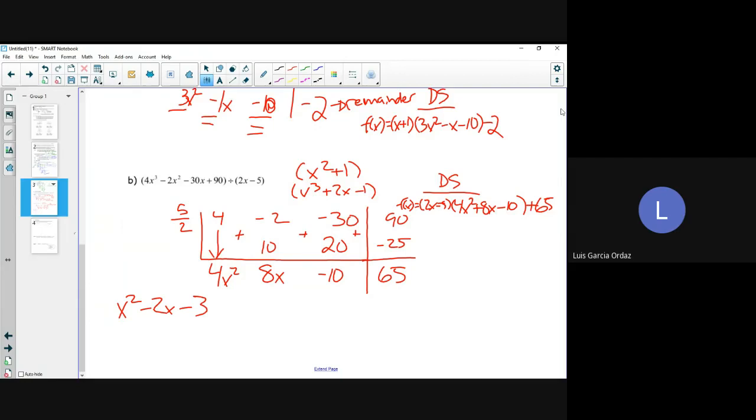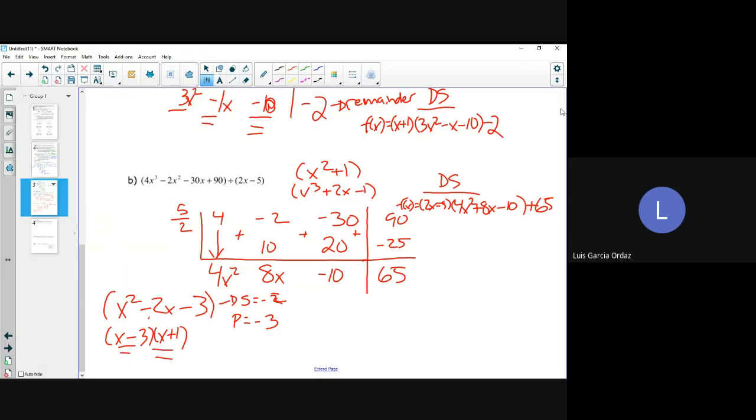So if we had this as our divisor, would we be able to factor it to simplify it using sum and product? Yeah. Okay, what's our sum? -2. And what's our product? -3. So now what two numbers multiply to give us -3 that add up to -2? So that's the only way we can use synthetic, because you have two factors that you can pick from.